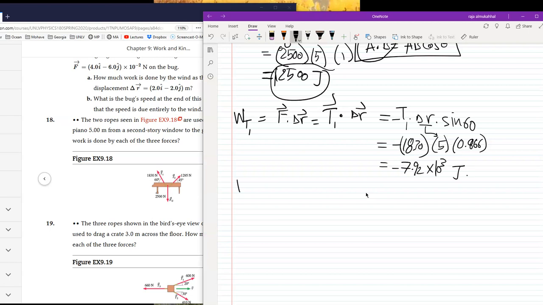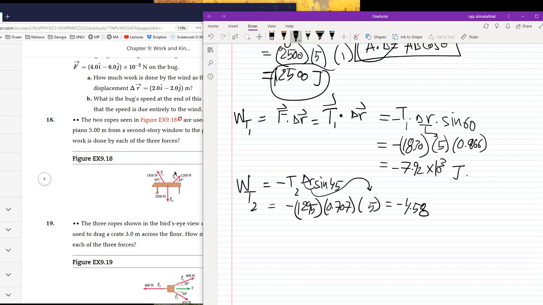Okay? Similarly, the work done by tension 2, here is tension 2 right here. So we're going to take only the y component of that, which is vertical, and it's going to be negative because the displacement is opposite. So it's going to be sine 45, right? Very similar to this one. So that's going to be something like minus T2 delta R sine 45, and that's equal to negative 1295. That's for the tension. Sine 45 is 0.707 multiplied by 5, which is for delta R right there. Okay, and then we calculate that, negative 4.58 times 10 to the third joule. Okay, that's it. Got it, everyone?